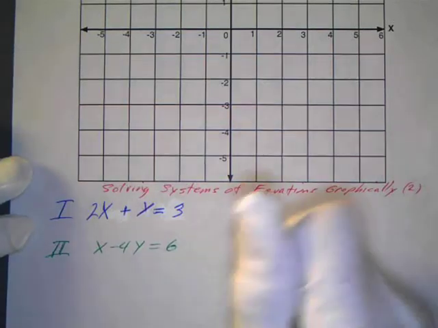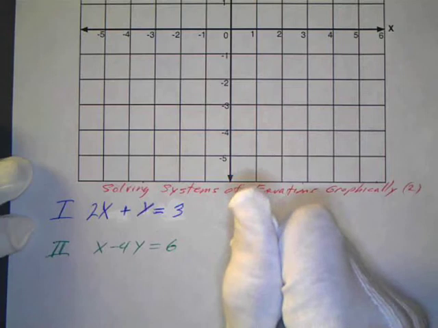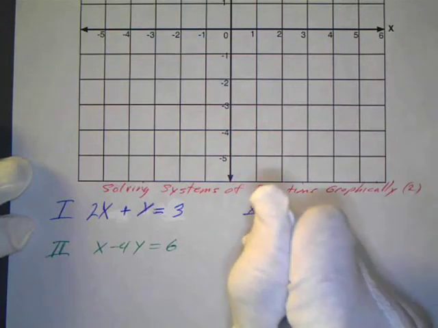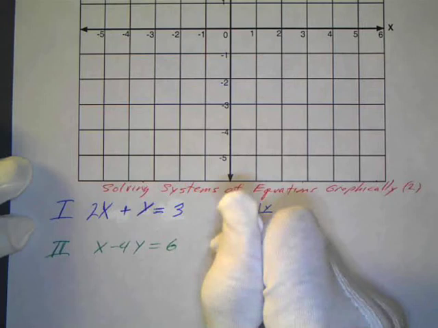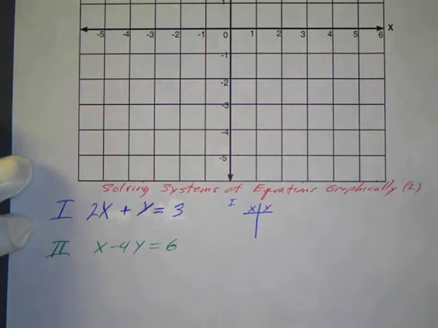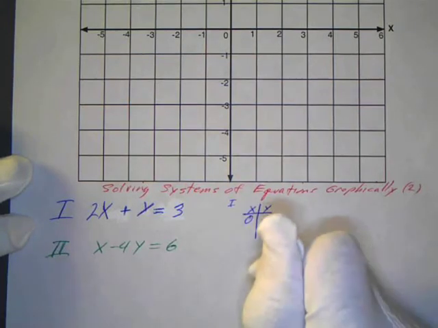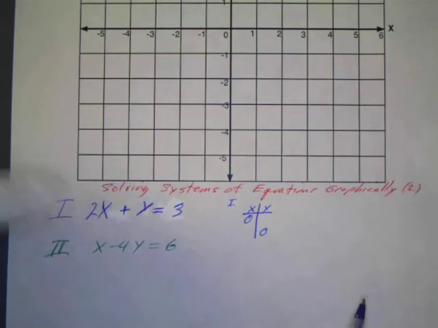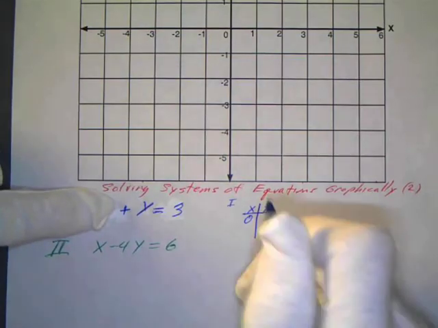So for equation number 1, we'll set up a mini t-chart here. This is equation number 1 if we want to label it. And we check our zeros or our intercepts. So when x is 0, it's y. When y is 0, it's x. So when x is 0, 2 times 0 is 0, so we can just cover that up, and we have y equals 3, so that's nice.